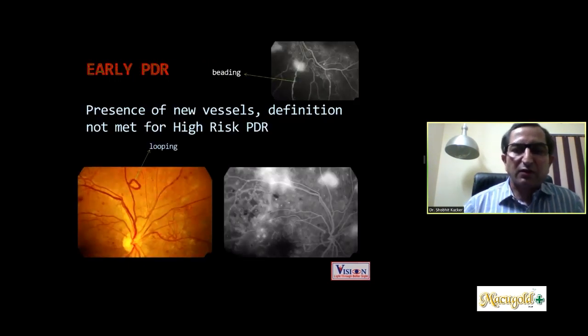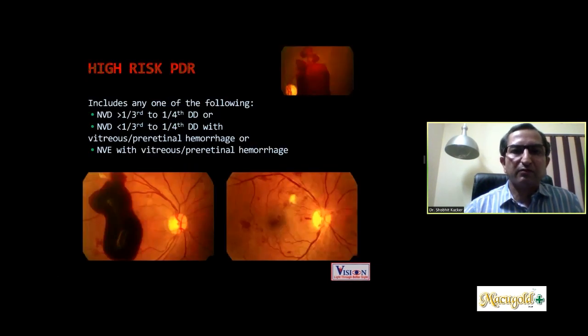As you can see in these angiograms, there's the presence of looping, there's presence of the new blood vessel formation over here, which is showing leakages at multiple points, the areas of capillary non-perfusion, there are areas of beading of the blood vessels. So this is a patient of early proliferative diabetic retinopathy.